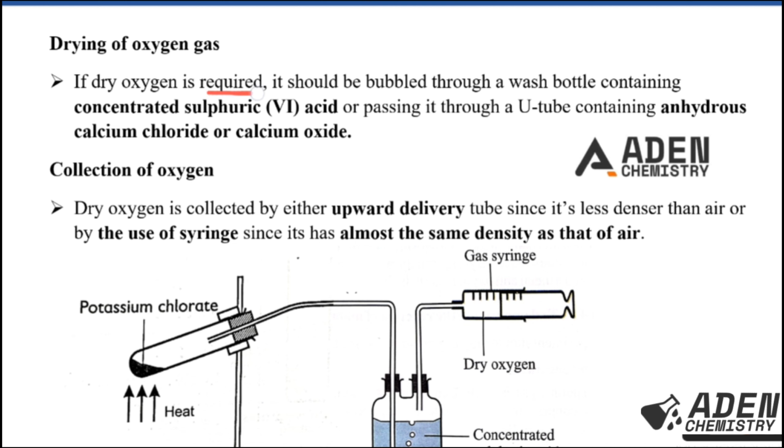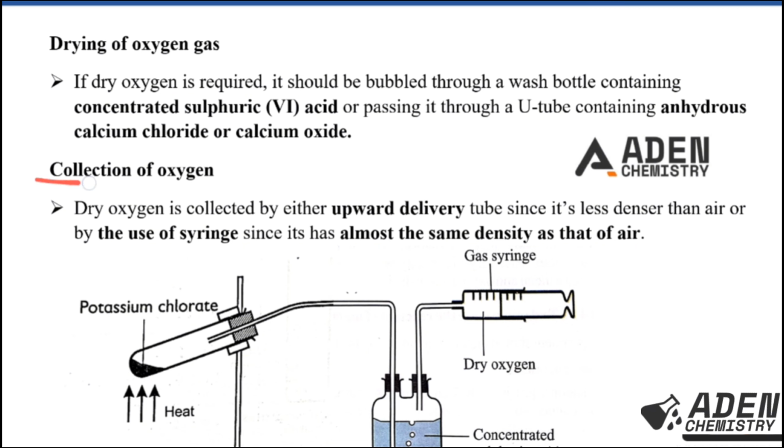If dry oxygen is required, it should be bubbled through a wash bottle containing concentrated sulfuric acid or passed through a U-tube containing anhydrous calcium chloride or calcium oxide. Remember, in the lab we said we have 3 drying agents. One is concentrated sulfuric acid, the other one is anhydrous calcium chloride, and the last one is calcium oxide. So if we want to dry oxygen gas, the wet oxygen gas that we have produced should be bubbled through concentrated sulfuric acid in a wash bottle or anhydrous calcium chloride or calcium oxide in a U-tube to dry the gas, because these are drying agents.